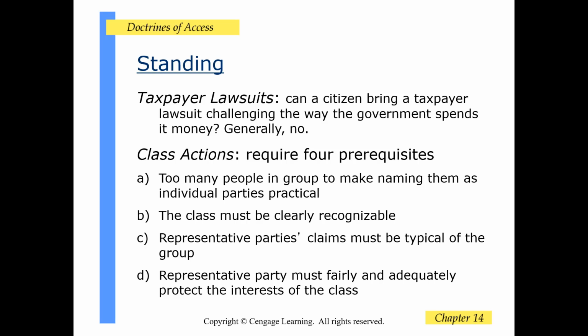How about class actions? Well, class actions require 4 prerequisites. First, too many people in a group to make naming them as individuals practical. Second, the class must be clearly recognizable. Third, representative parties' claims must be typical of the group. And fourth, the representative party must fairly and adequately protect the interests of the class.